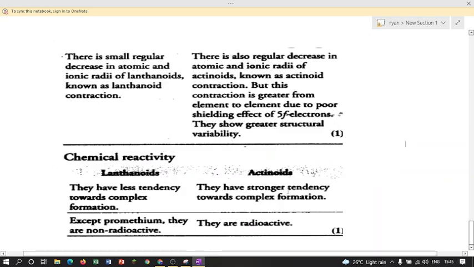Next I am going to explain the lanthanide contraction and the actinide contraction. Here, lanthanide contraction.